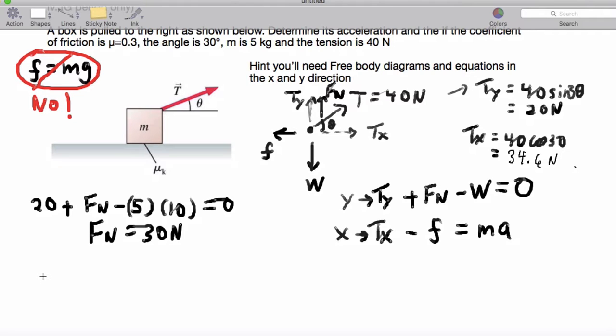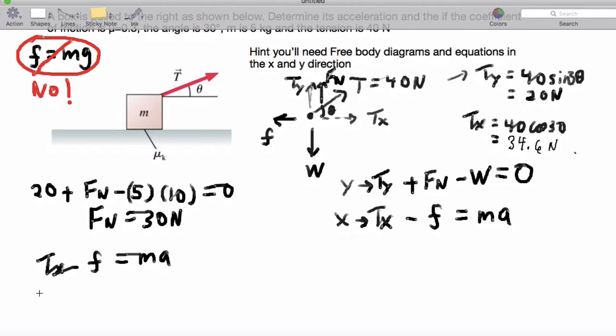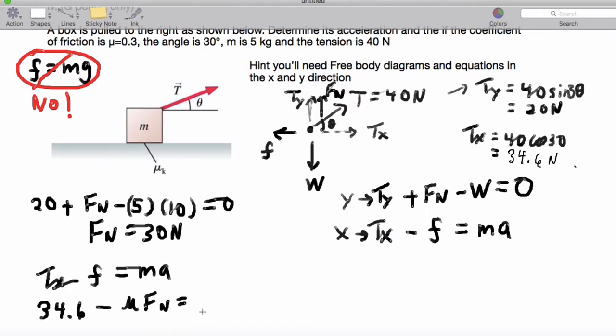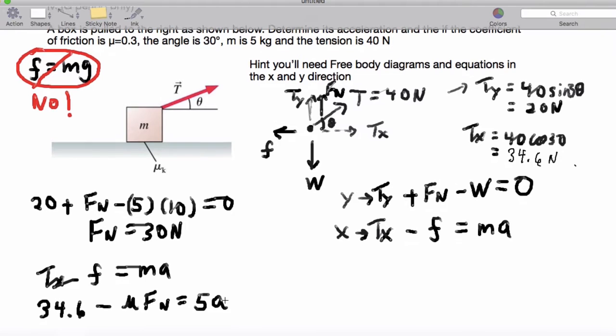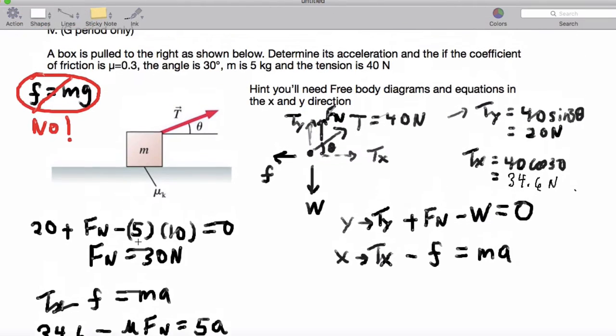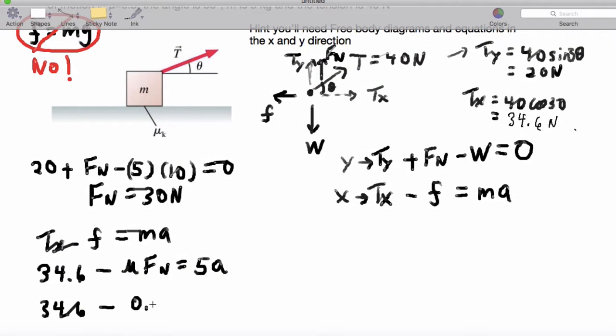Now, horizontally, I've got Tx minus the friction equals m times a. And I can say that Tx is 34.6 minus mu times the normal force equals m, which is 5, times a. Continuing on, 34.6 minus 0.3 times our normal force, which we got as 30 newtons, equals 5 times a.